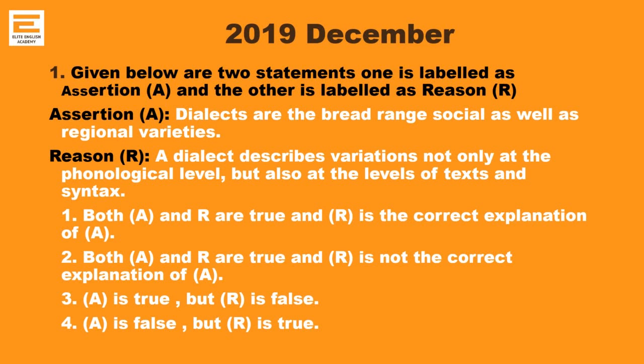Given below are 2 statements. One is labeled as assertion and the other is labeled as reason. In every NET exam, based on this assertion and reason, there are at least 5 questions. So it is really difficult at the superficial level. But if you closely analyze the question, it will be very easy to answer.